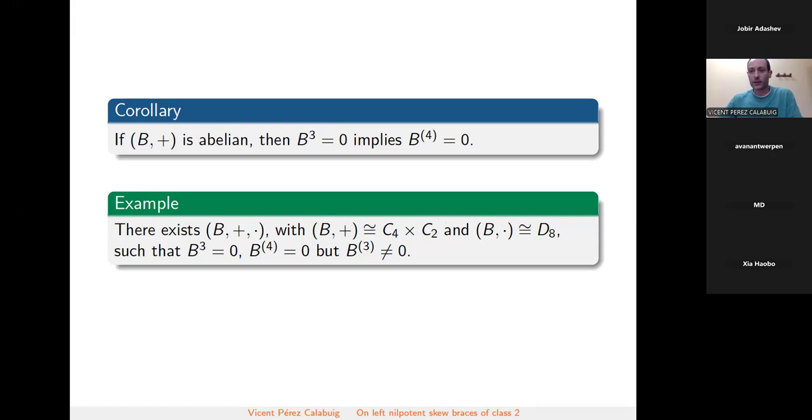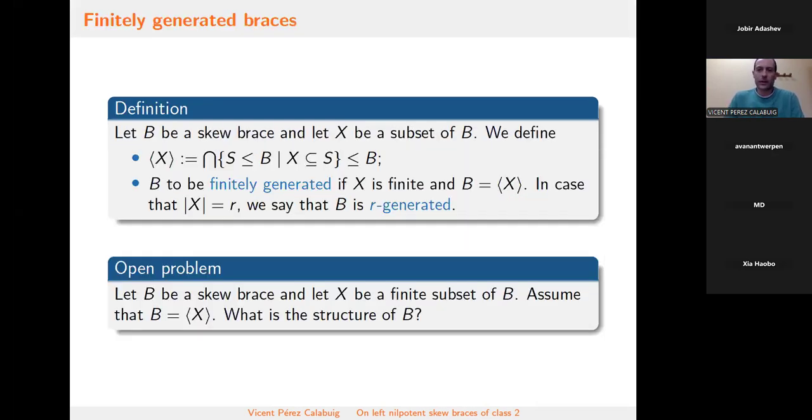And this result opens the door to solve probably one of the most difficult problems in the study of the structure of a skew brace, which is the problem of determining the structure of a finitely generated skew brace. So let me give you the following definitions.